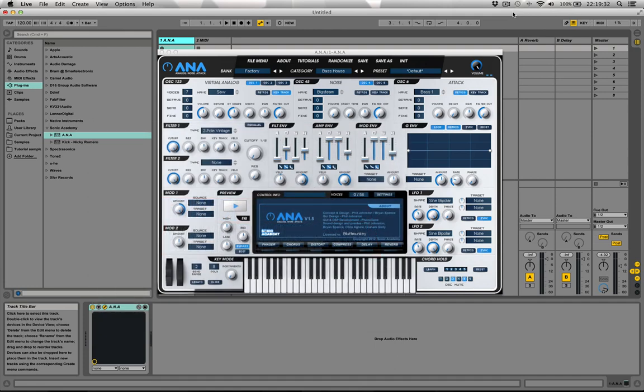So what we'll do is we'll start off looking at the architecture or the signal flow of a synth to give you a rough idea of how this flows through the synth. So you've got that in mind before we start looking at the individual components.